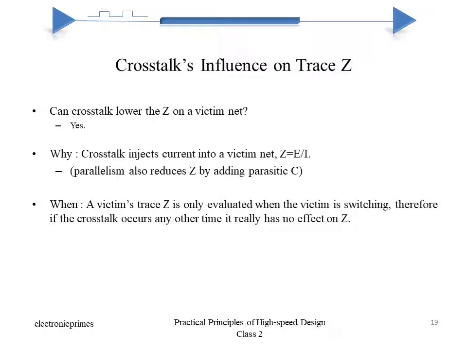So how does crosstalk influence trace impedance? Can crosstalk lower the impedance on a victim net? Yes. And why? Because crosstalk injects current into a victim net, and Z equals V by I. Parallelism also reduces impedance by adding parasitic capacitance. And when a victim's trace impedance is evaluated, the victim is switching, and it's not always switching. Therefore, crosstalk will not occur at any other time. It really has no effect on impedance.